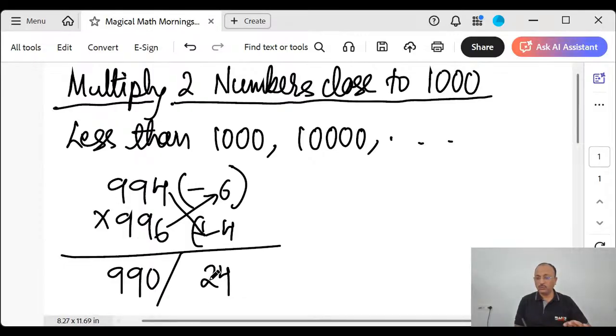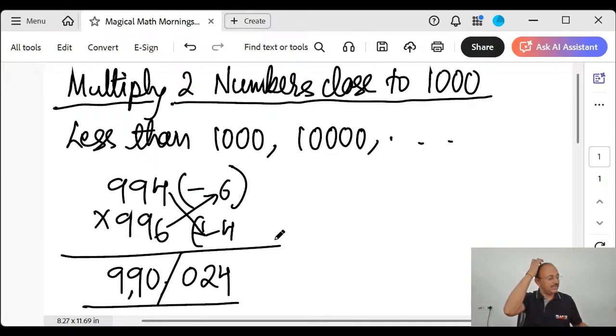What we have to write here is, the base contains 3 zeros. So the second part should contain 3 digits. But the product has got only 2 digits. What we'll do? We are going to write one 0 here. And the answer is 9,90,024. That's it. Very simple. Correct? Yes.